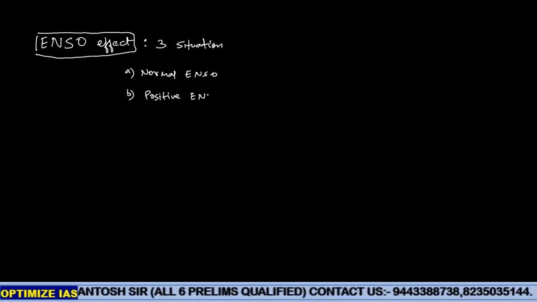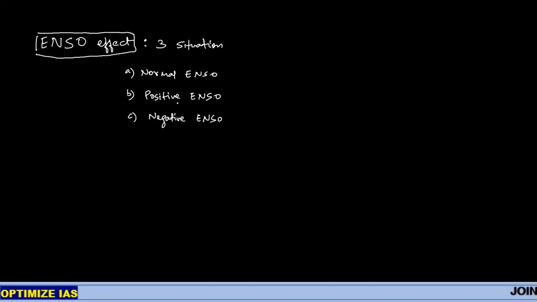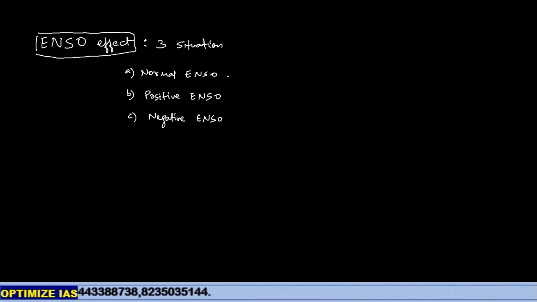Positive ENSO. Sometimes your ENSO cycle gets reversed or weak. What do we call that situation? Negative. So long-term studies also observe that there are three situations possible linking El Nino and the Southern Oscillation: normal ENSO effect, positive ENSO effect, and what's it called? Negative ENSO effect.